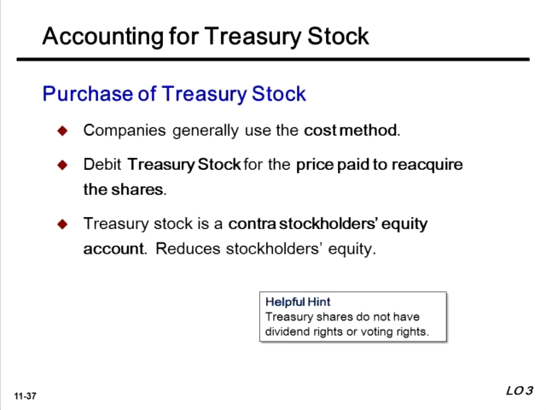So, in terms of the purchase of treasury stock, companies will use the cost method. Treasury stock has a normal balance of a debit. It is also considered a contra stockholders' equity account because it reduces stockholders' equity. So if we want to increase the amount in the treasury stock account, we will debit it, and we'll debit it for the price paid to reacquire shares. So we'll debit treasury stock, and of course we would credit cash.